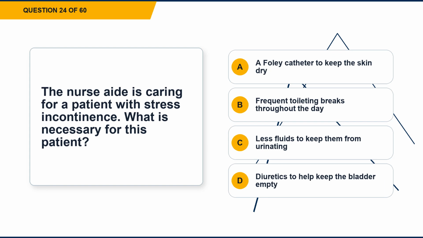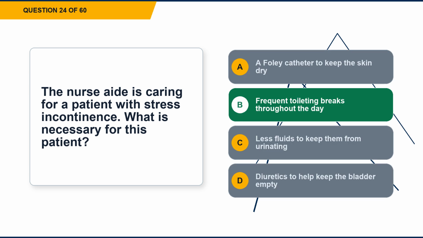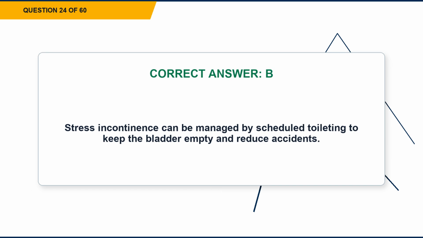Question 24. The nurse aide is caring for a patient with stress incontinence. What is necessary for this patient? Option A, a Foley catheter to keep the skin dry. Option B, frequent toileting breaks throughout the day. Option C, less fluids to keep them from urinating. Option D, diuretics to help keep the bladder empty. The correct answer is option B, frequent toileting breaks throughout the day. Explanation: stress incontinence can be managed by scheduled toileting to keep the bladder empty and reduce accidents.